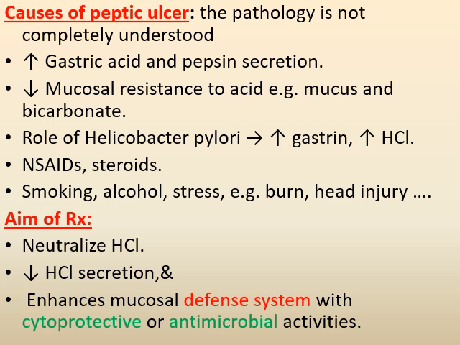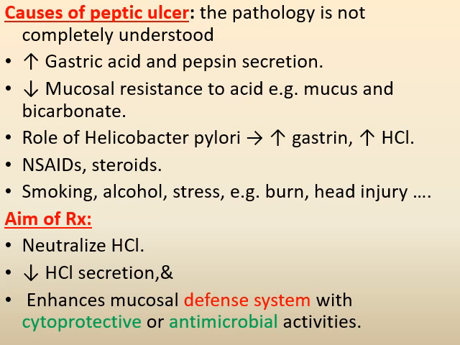Here we will summarize for you the causative factors of peptic ulcer. Increase in gastric acid, pepsin, in bile, decrease in the defense mechanism, decrease in the mucosal resistance, the role of H. pylori that leads to an increase in gastrin and HCl secretion, the use of non-steroidal anti-inflammatory agents and other drugs like steroids, certain habits like smoking and alcohol. Sometimes we have stress ulcer due to burns, head injury and other debilitating diseases.